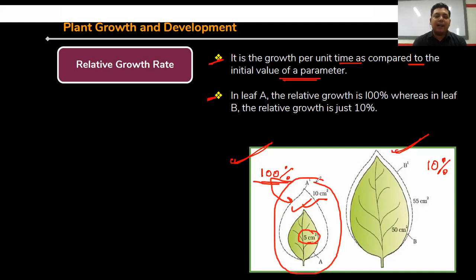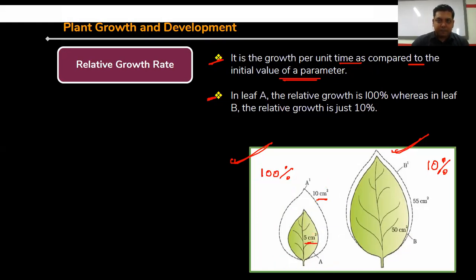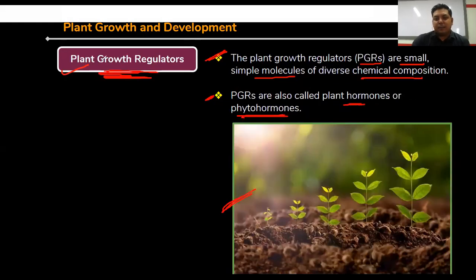Now we'll start the plant growth regulator. The main theme in this chapter is plant growth regulator or plant hormone or phytohormone. The question will be coming from the plant hormone or phytohormone. So plant growth regulators, try to understand the term. The growth regulators, that means there are some chemical compounds that help in the process of plant growth. They are together known as plant growth regulators or plant hormones or phytohormones.